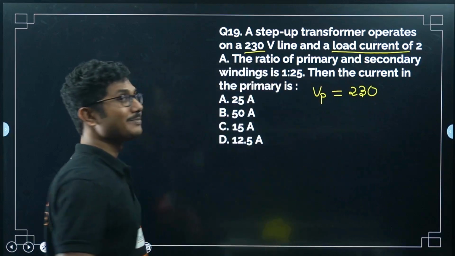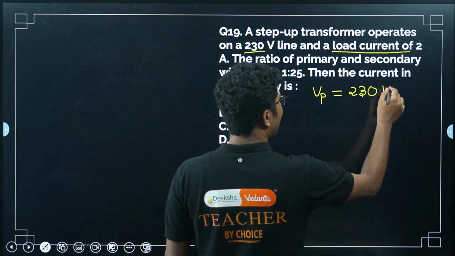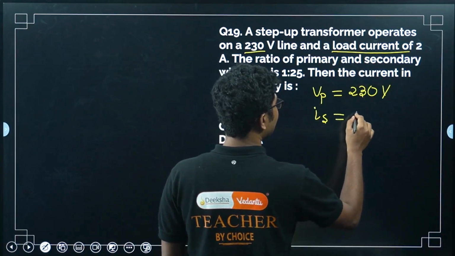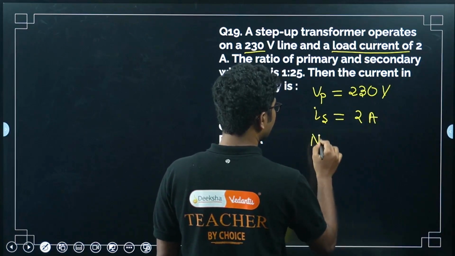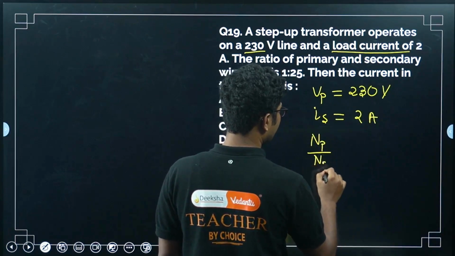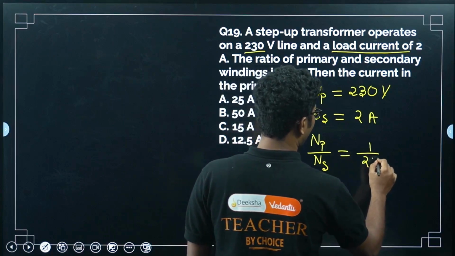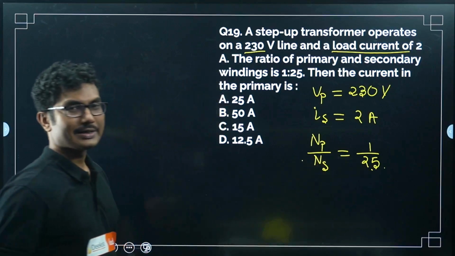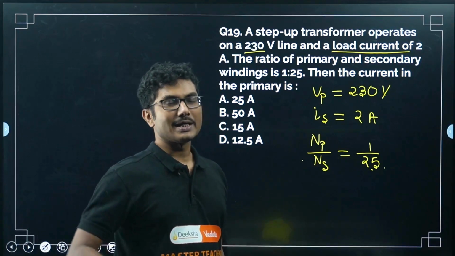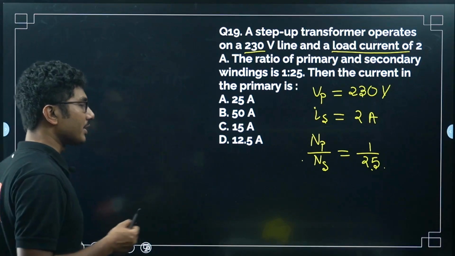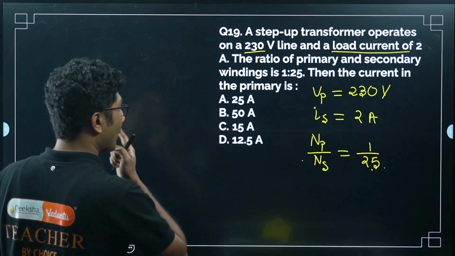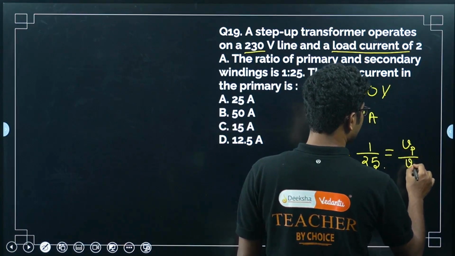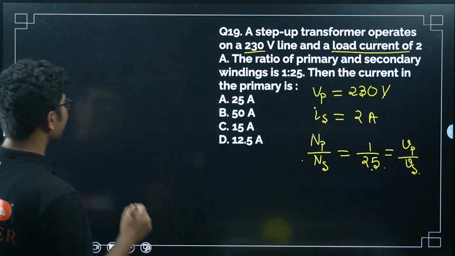Operates means input voltage, right? And load current means output current, that is IS, that is 2 ampere. Also they have given the ratio of primary to secondary as 1/25. Because the secondary has more turns, it is called a step up transformer. If the primary has more turns, it is called a step down transformer. Now what else do we know? This should be equal to VP by VS, right? So from this we can find VS.